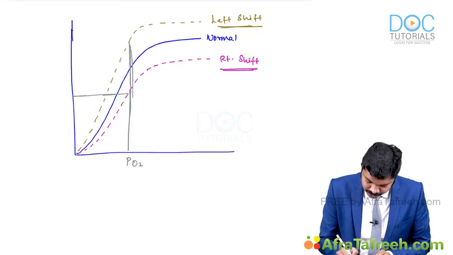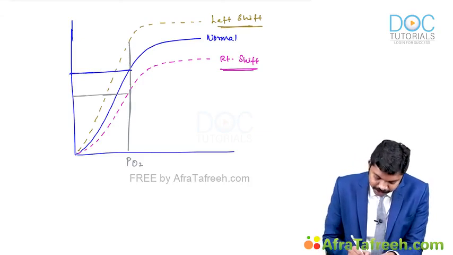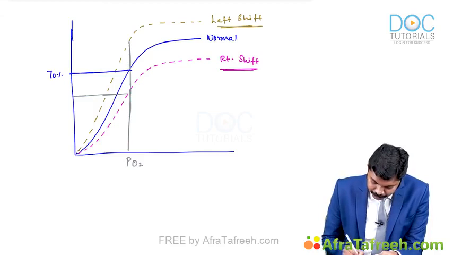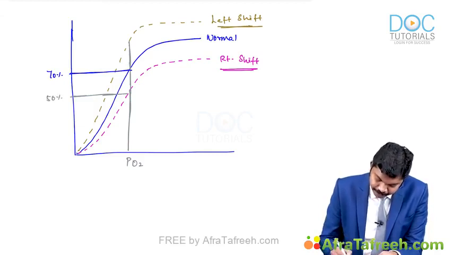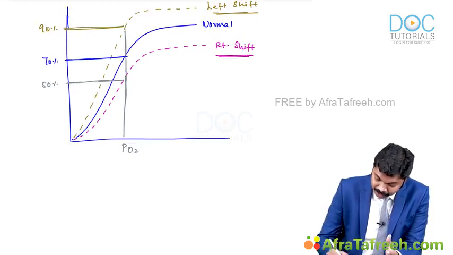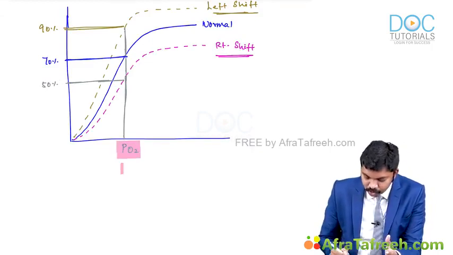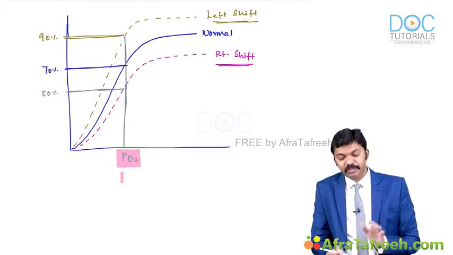Okay, friends, we have a comparatively normal saturation first. This is normal saturation. Say for example, it is going to get saturated about 70 percentage, and for the same partial pressure of oxygen in right shift it is going to be simply about 50 percentage. On left shift the saturation is going to be much higher, somewhat about 90 percentage. Now for the same partial pressure, that's the beauty here, for the very same partial pressure we are getting three different types of saturation.